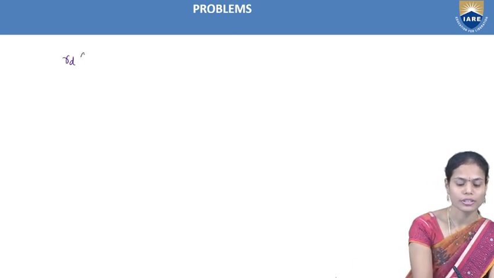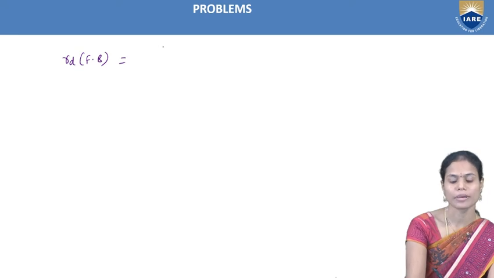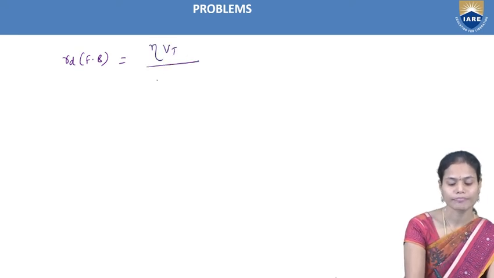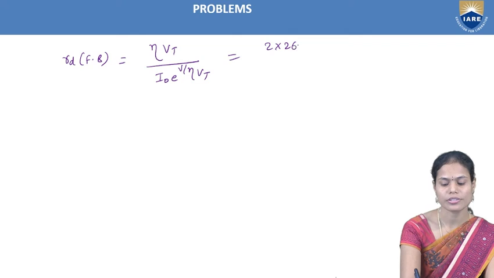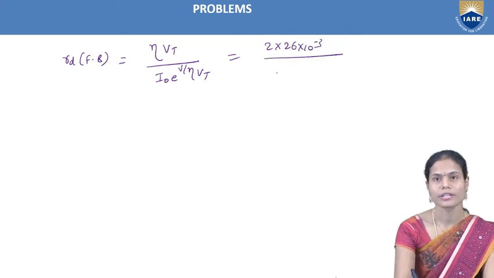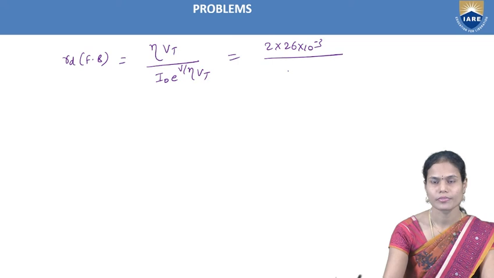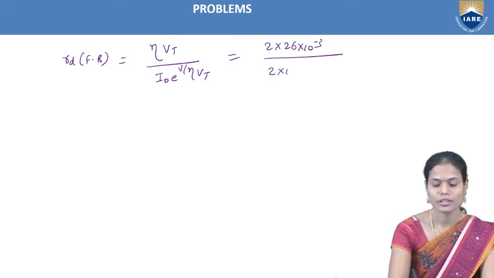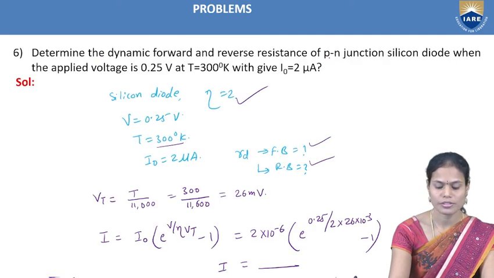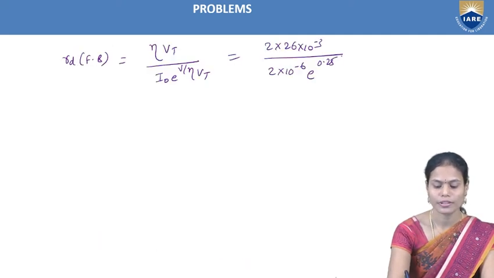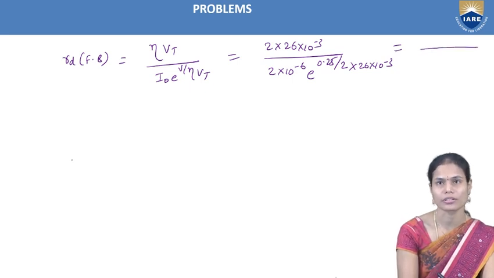So after finding the current, we have to find the dynamic resistance in the forward bias condition by using eta VT by I naught e power V by eta VT. That is 2 into 26 into 10 power minus 3 divided by I naught is 2 microamperes, that is 2 into 10 power minus 6 e power V, the forward voltage, is 0.25 divided by eta is 2, again 26 into 10 power minus 3. If we simplify, we will get the forward dynamic resistance.